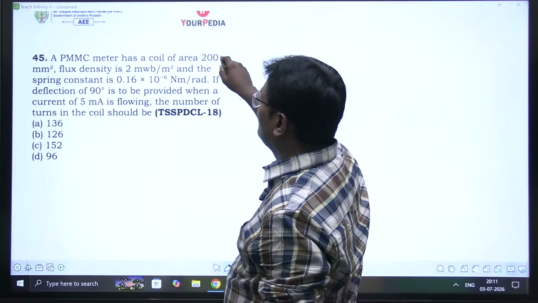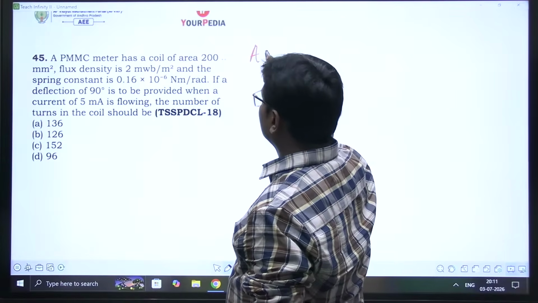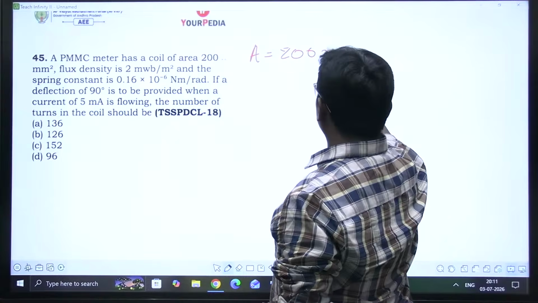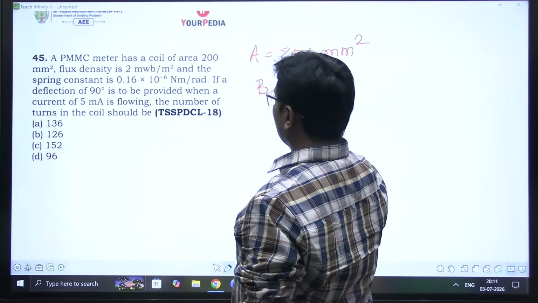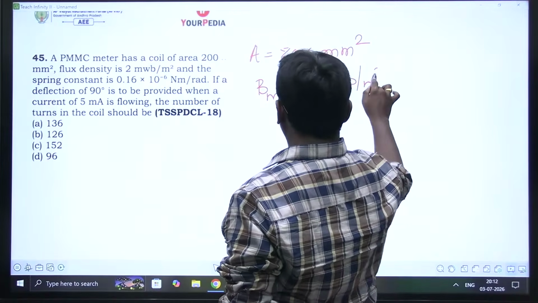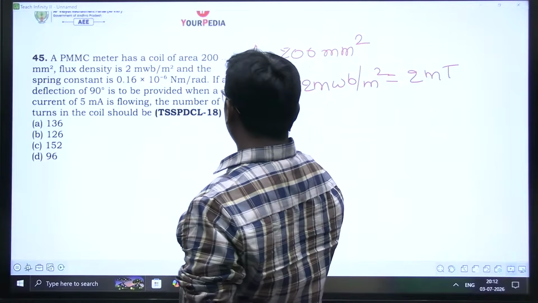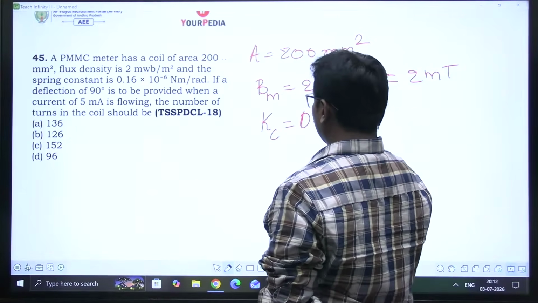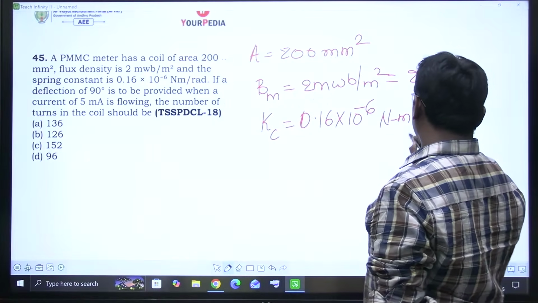So this is area 200 millimeter square. Flux density Bmax is equal to 2 milliweber per meter square, so you can write it as 2 millitesla. Spring constant Kc is equal to 0.16 into 10 to the power of minus 6 Newton meter per radian.